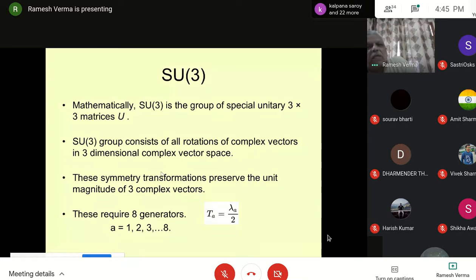But I can just try to give a link for some enthusiastic people. So let those generators be T_a, and they are usually expressed as lambda_a over 2, where the lambdas are matrices. I hope you remember that spin operators were actually written down as half ħ sigma, where sigma were the Pauli matrices. So this half is being carried over from that.